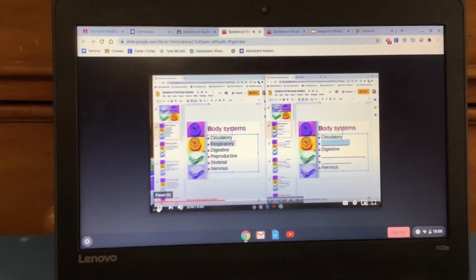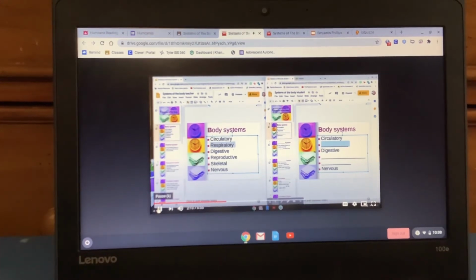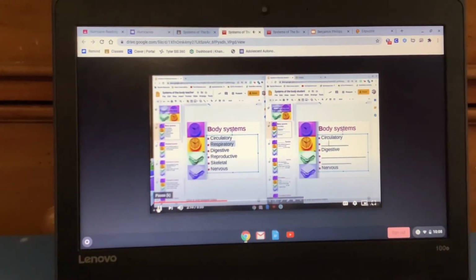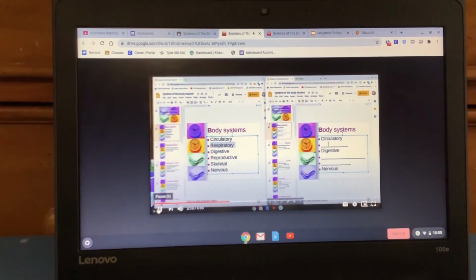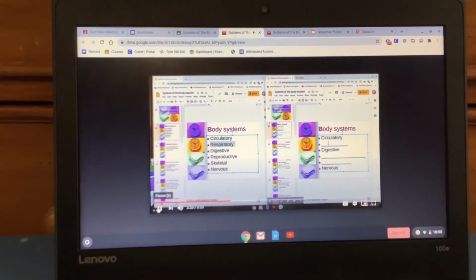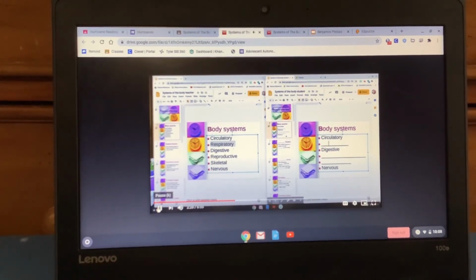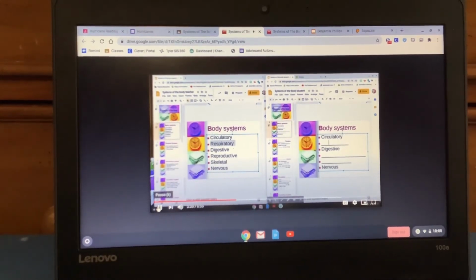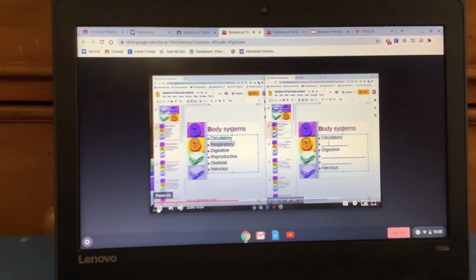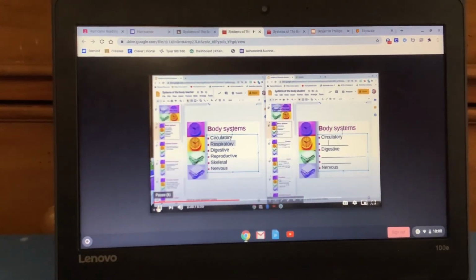And again, like last week when I told you, you can double click on that line, and then you can just type the word respiratory in there. Okay? Then the next one is digestive, which is already on here. The one you're missing is reproductive, and then skeletal, and then nervous. Okay? And again, I'm going to have this up in your Google Classroom, and then you'll have the blank one that you'll be able to fill in.